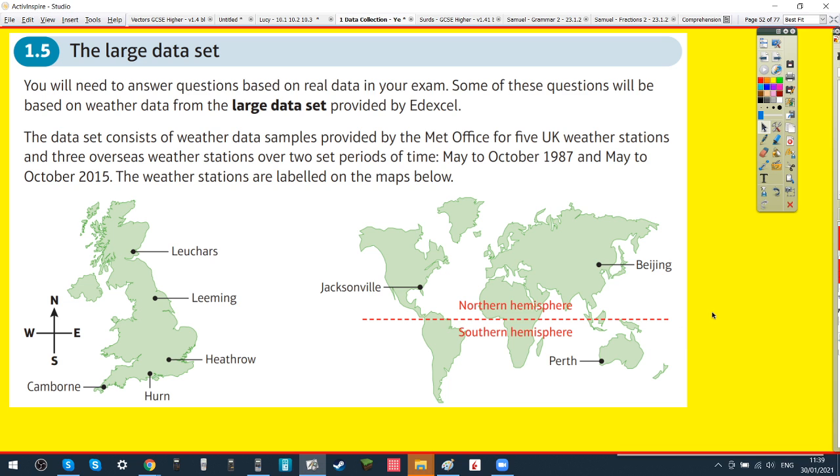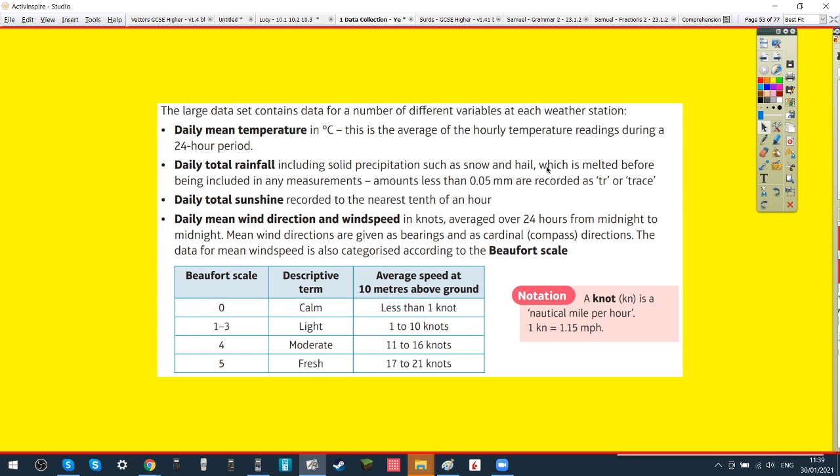And the large data set is like a big spreadsheet of data. You have to understand what you're looking at. You'll be asked things like, compare the average temperature in Heathrow with the average temperature in Perth in May to October 1987 or something like that. You have to make sense of it.